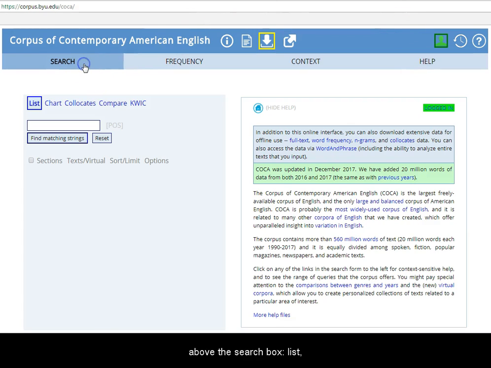Here, we see a number of tabs above the search box: List, Chart, Collocates, Compare, and Quick. In this video, we will see what we can do with the list search.